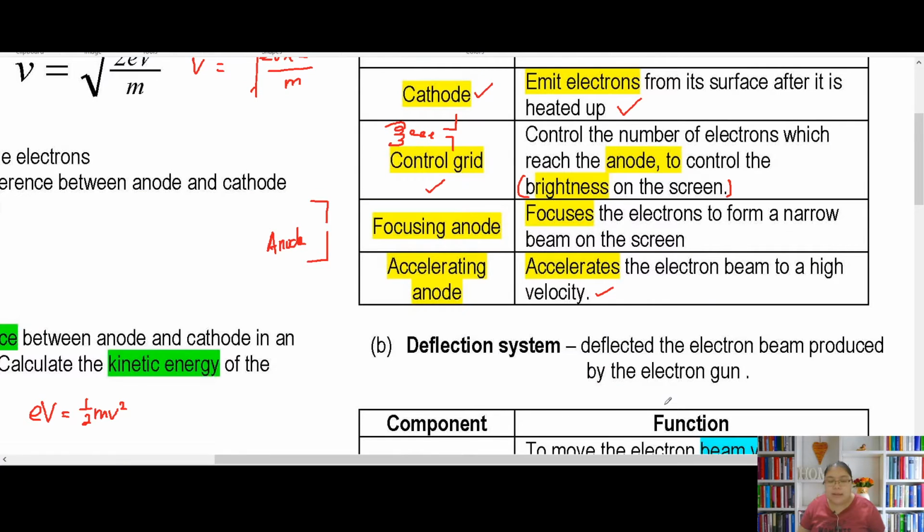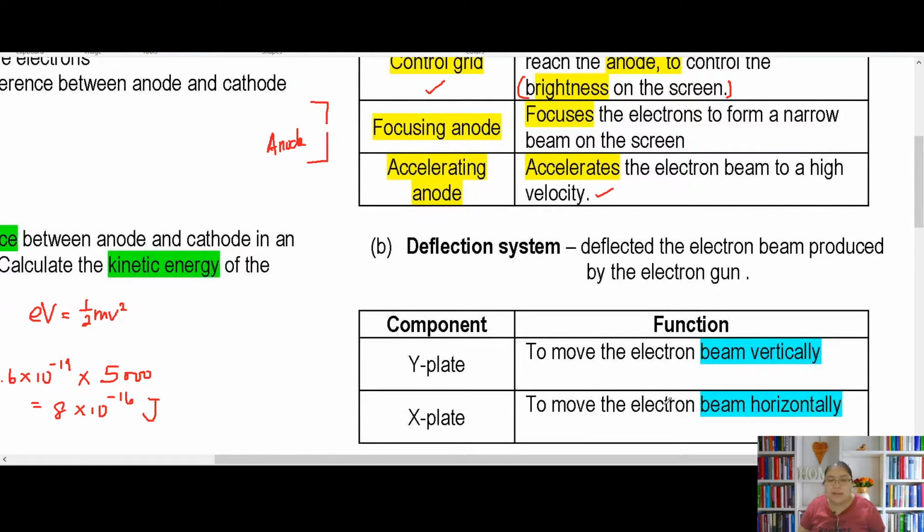Then we are going to see the second part, the deflection system. In the deflection system we have only 2 plates because they deflect the electron beam. The Y plate moves the beam vertically, just like up and down. That means when the electron comes, it is deflected up or down. So we call this the Y plate, and it can produce a vertical line.